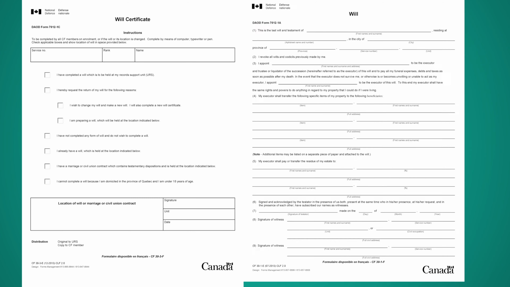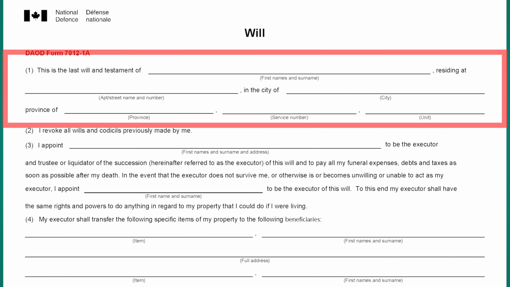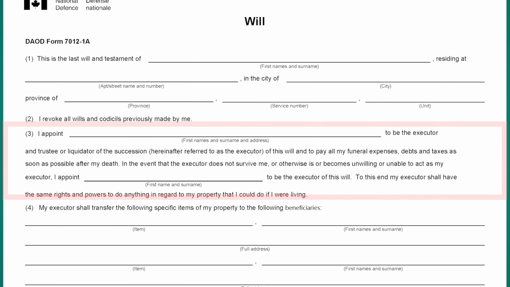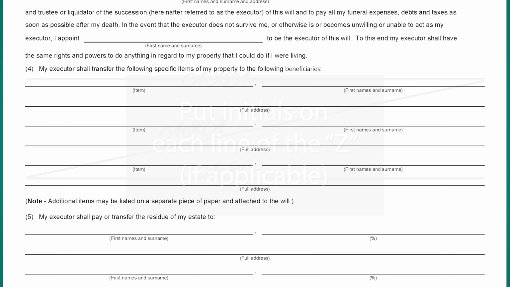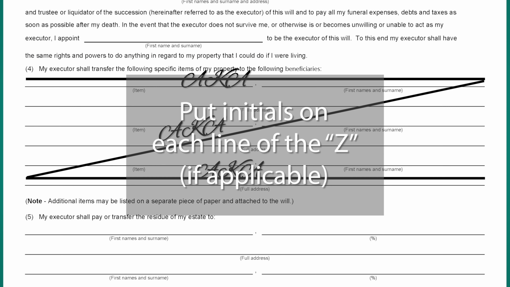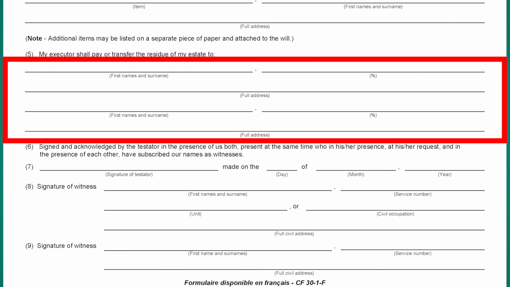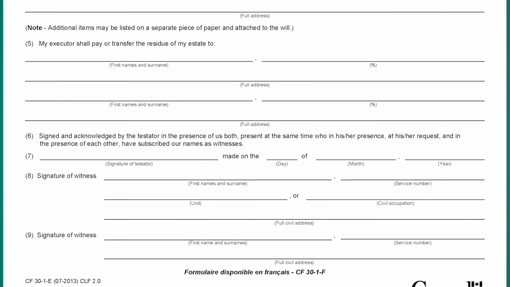If it is a will, check the following information. On page 1, check your name, service number and address. Verify the executor information and the name of the alternate executor. Verify recipient information and sections. Please initial all Z lines where applicable. Verify the recipient information, name and address. Again, please initial all Z lines where applicable.